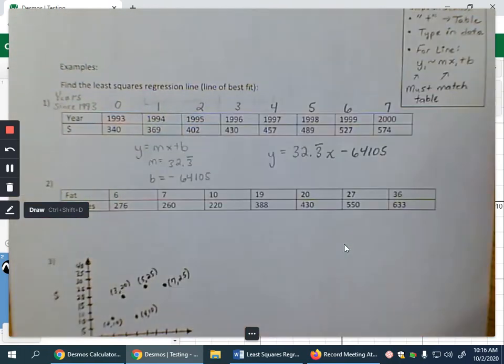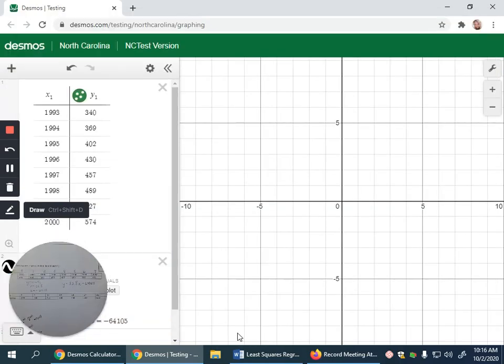Okay, so let me switch this back. There we go. So we're going to practice this with a couple other examples just so you get the gist of how to type it in. And then we'll go to correlation coefficient.